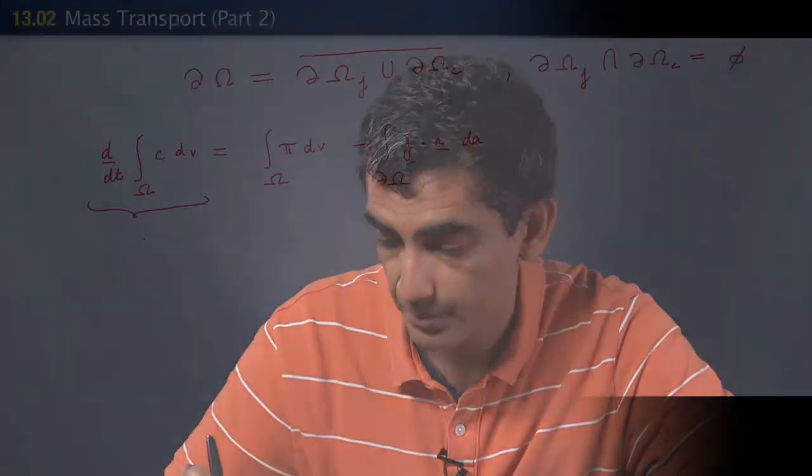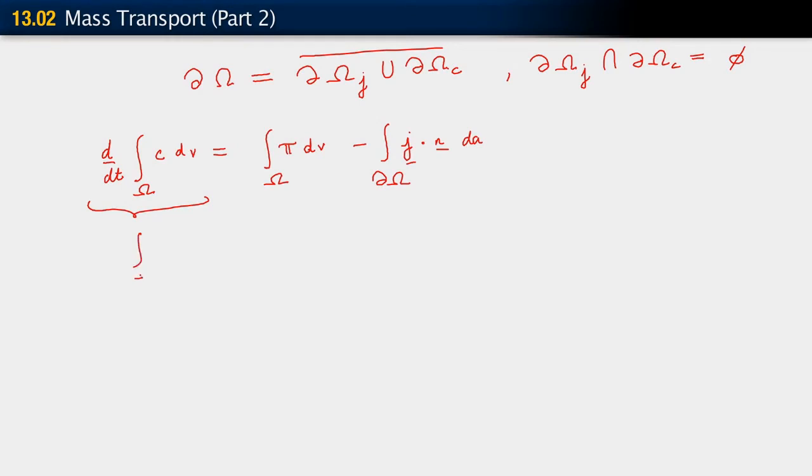And so we get integral over omega of the partial time derivative of c. It's a partial time derivative because, remember, in general, c is a function of position and time. All right. On the right-hand side, we have integral over omega of pi, and in this line I'm going to include all the arguments.